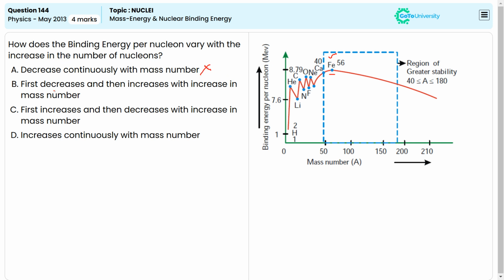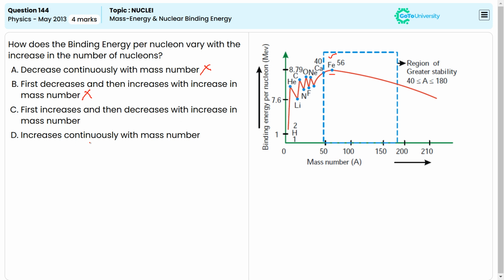Second option: first decreases and then increases with the increase in the mass number. No, first it does not decrease, first it increases. So I can say option B is also wrong. First increases and then decreases with the increase in the mass number. Yes, we can say this is the right option.